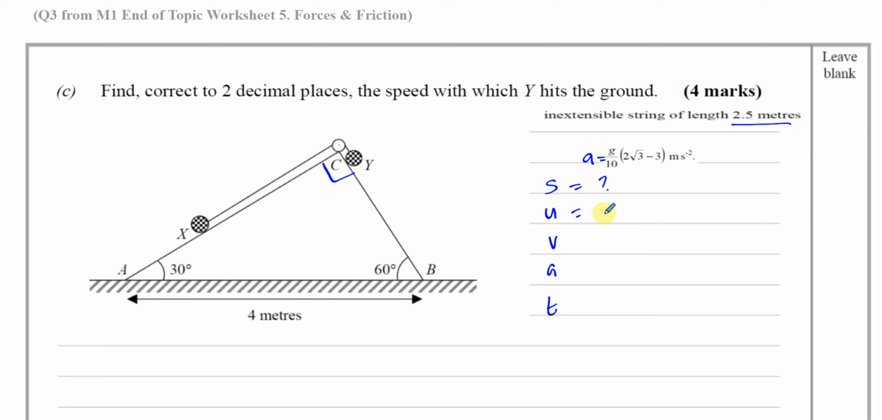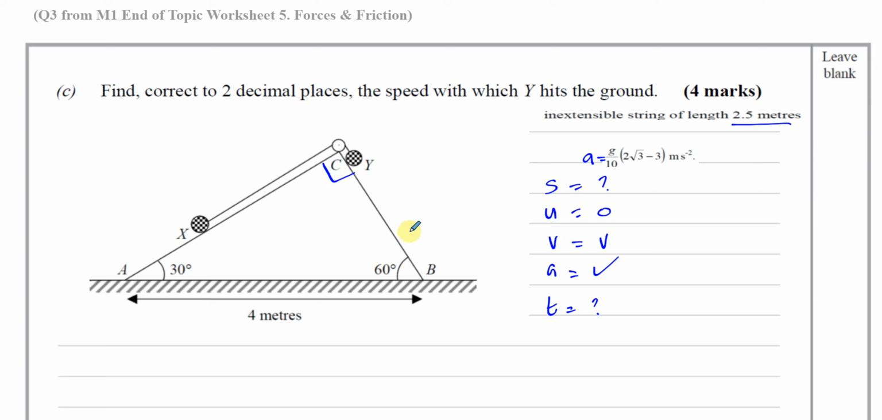We know it starts from rest. We have to find what v is, and we know the acceleration is given. I don't think we need the time. But what we need here is the displacement, the distance that it travels down until it reaches B, which you can find using basically this right angle triangle. This is a right angle. That's 30, that's 60, that's 90.